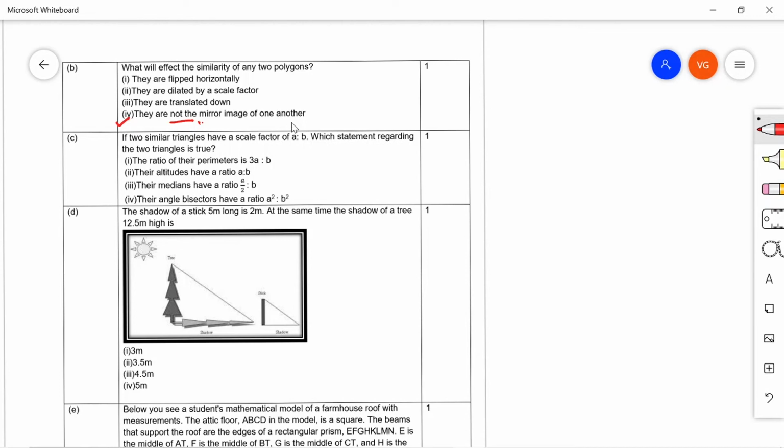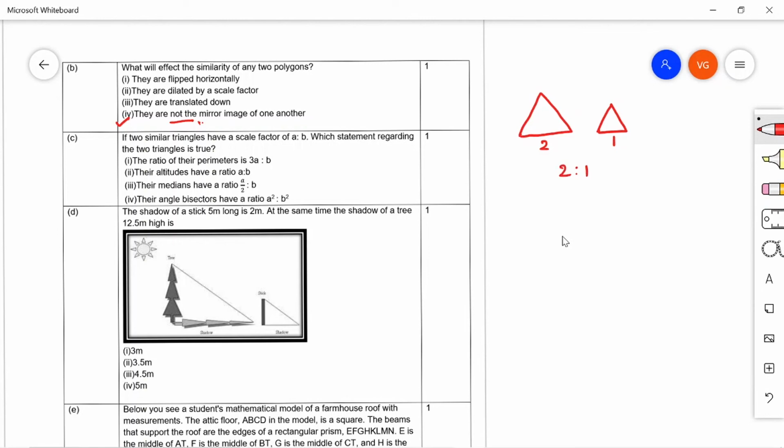Next, coming to part C. If two similar triangles have a scaling factor of A is to B, which statement regarding the two triangles is true? So for this one you just draw two triangles of different size. So here I am taking one unit and 2 units. Then if I am taking the lengths, the scaling factor I have taken as 2:1.